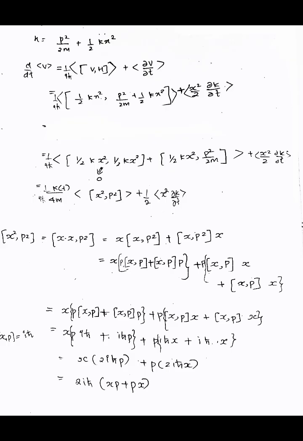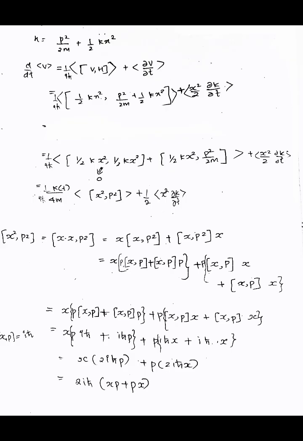Then d/dt of V is equal to 1 by iħ into the Poisson bracket of V comma H plus ∂V/∂t, is equal to 1 by iħ into expectation value of the Poisson bracket of half k x square comma p square by 2m plus half k x square, because here we have substituted the value of V and H. Now ∂V/∂t is equal to x square by 2 into ∂k/∂t, because k is a time dependent parameter.